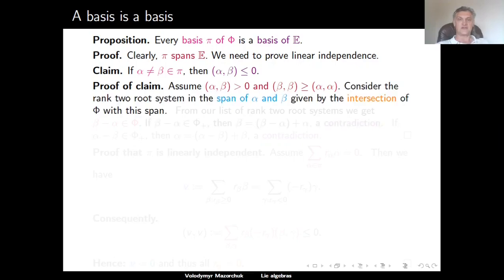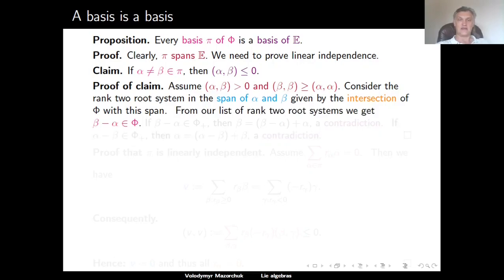Consider the rank 2 root system in the span of alpha and beta given by the intersection of our root system phi with this span. In a moment, we will go back to our list of rank 2 root systems to help us with the argument. But of course, if you intersect a root system with any hyperplane of our Euclidean vector space E, and if this intersection spans the hyperplane, this must be a root system in that hyperplane. Note also that alpha cannot be equal to minus beta because they both are positive roots. So they are linearly independent, so the intersection of phi with their linear span is definitely spanned by alpha and beta. So this must be a rank 2 root system.